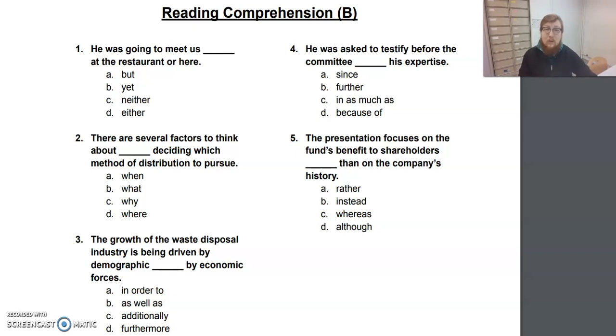What's going on here? What are they really asking for? It looks like vocabulary, but is that really what's going on? He was going to meet us, but at the restaurant or here? No. Yet, neither, could be. Either possibility. So, but and yet are more closely related. Neither and either are closely related.